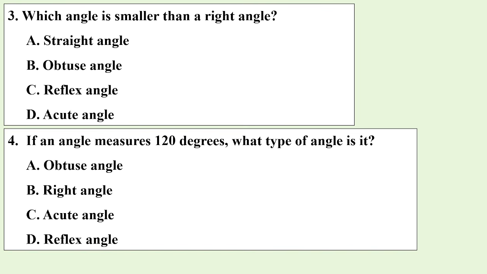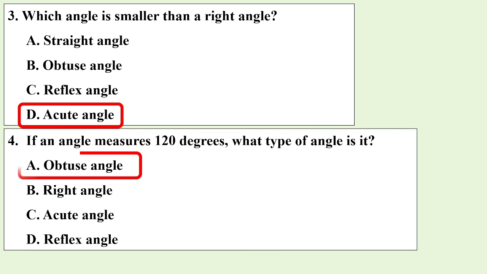Number 3. Which angle is smaller than a right angle? Letter D. Acute angle. Number 4. If an angle measures 120 degrees, what type of angle is it? Obtuse angle.